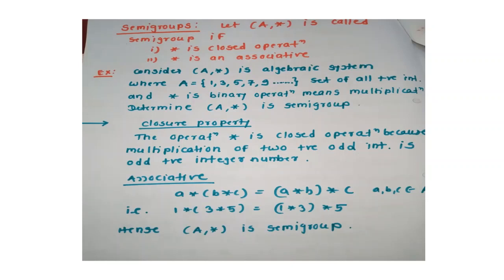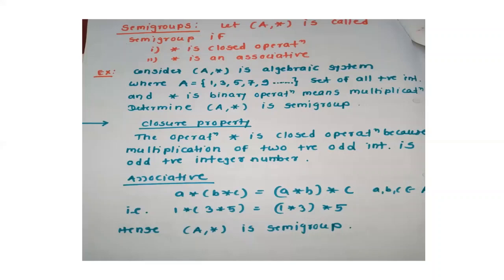Let (A, star) be called a semigroup if first, star is a closed operation, and second, star is associative. So for a semigroup, we have to satisfy these two properties, closure and associativity. For example, consider the algebraic system (A, star) where A is the set 1, 3, 5, 7, 9, and so on up to infinity.